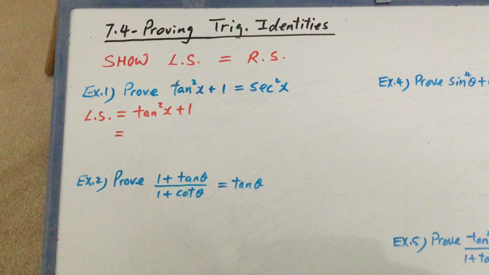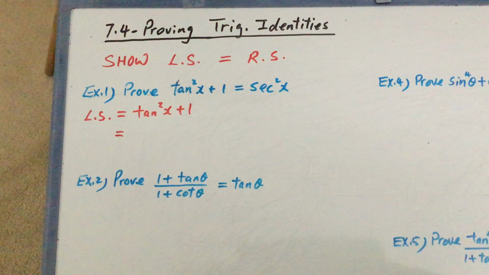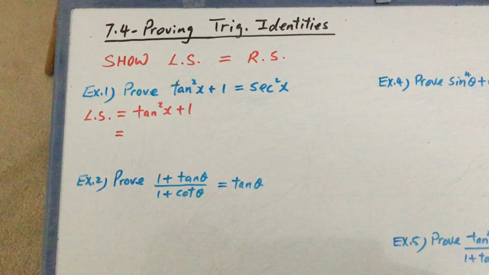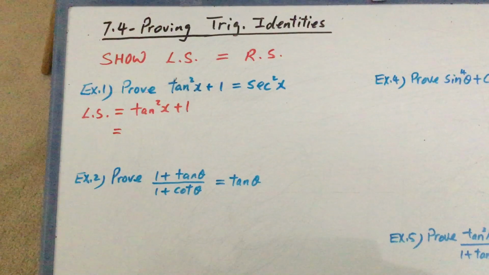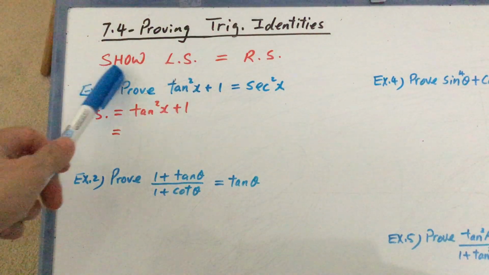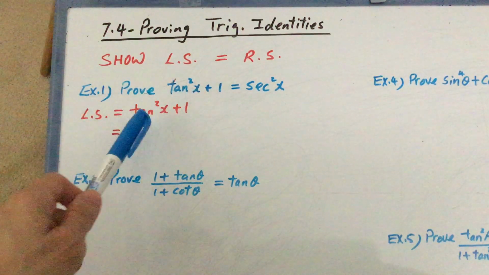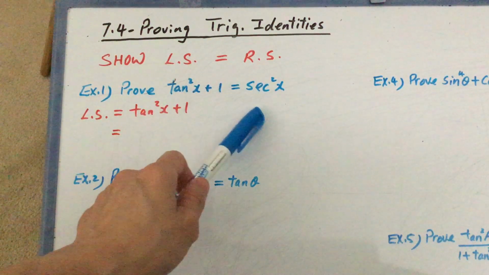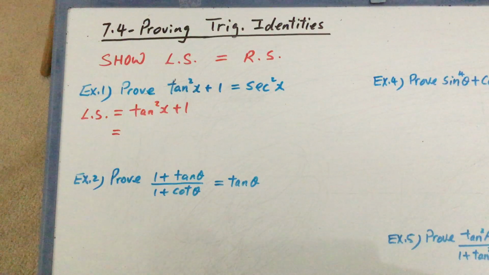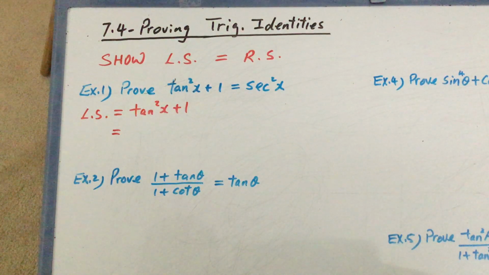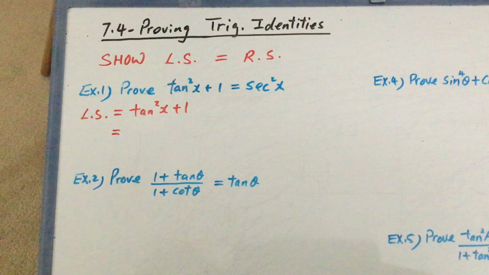Now that we have done some preparations on the proving, when it comes to the actual proving of the trig identities, we just have to make sure that the left side is equal to the right side. This is our goal when it comes to proving, because you will always get an equation that has a left side and a right side. Our job is to make sure that both sides are equal.